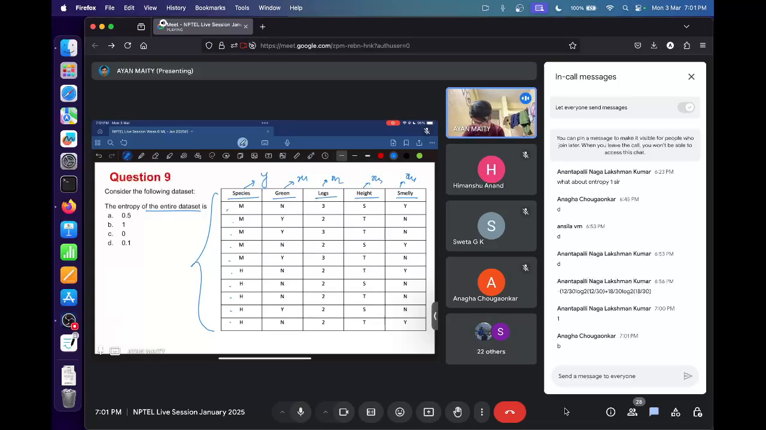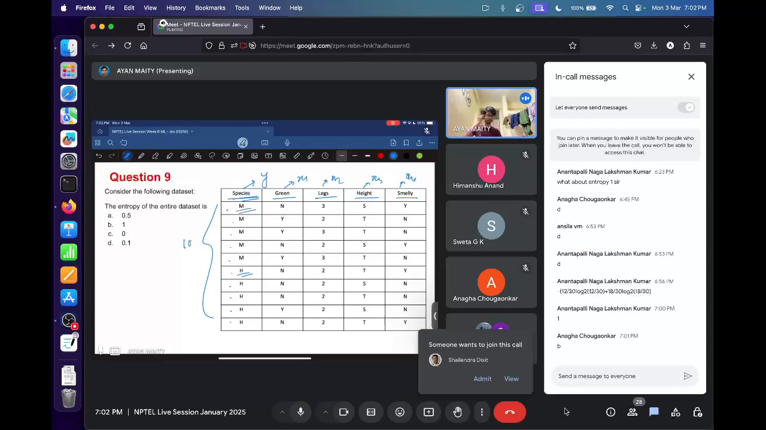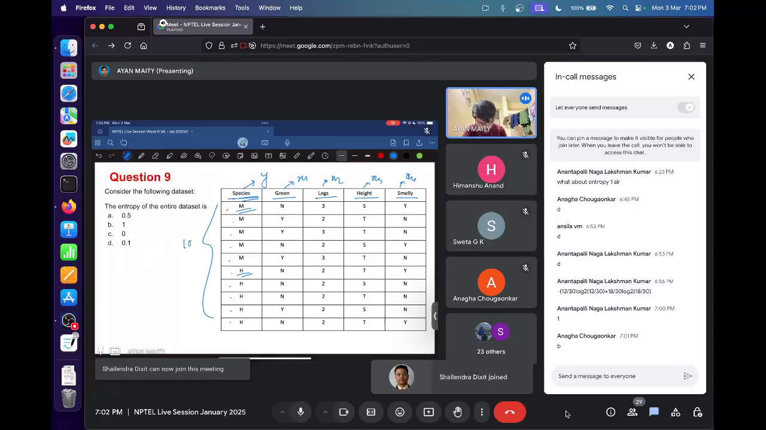Okay, so in this question there are 10 rows, so 10 elements or data points are present in this dataset. The size of the dataset is 10, and species is the decision attribute or the target attribute. There are two possible values in species. We can see that m and h are the two possible unique values present in this attribute. So how many elements have the value m? 1, 2, 3, 4, 5. So there are 5 m's present, and how many h values are present? 1, 2, 3, 4, 5. So 5 h values are present.